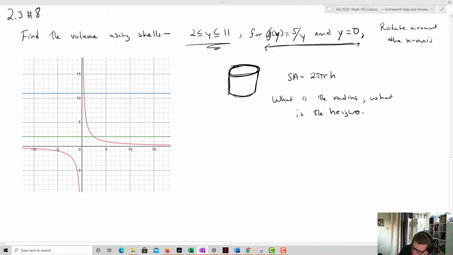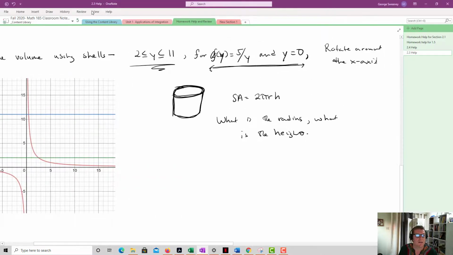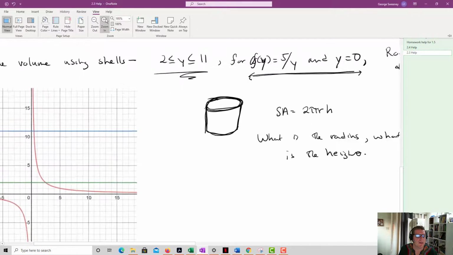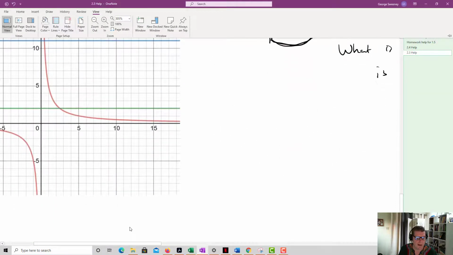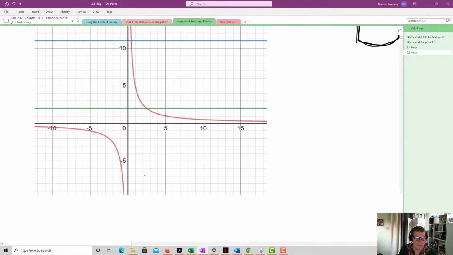Now, when I rotate around the x-axis, what that means is if I look at this picture that I have here, and let's make this just a little bit larger so that we can see it a little bit better. We'll zoom in just a little bit, okay? What I want to notice is here's my curve, that's the top end of my curve. Here's the bottom end of my curve, y equals 0, and then here's the region that we're going to be rotating.